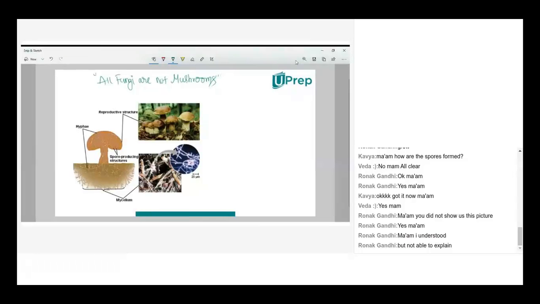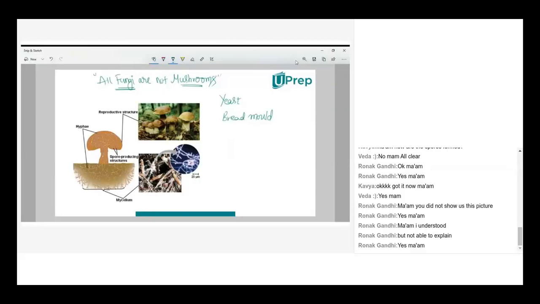So see, when such a statement is given, what that indicates is that fungi have various other forms which are not mushrooms. See, yeast, you'd have heard, that is a kind of fungi. And bread mold, you'd have heard this, is also a kind of fungi. So yeast and bread mold are not mushrooms. Mushrooms are different. So all fungi are not mushrooms. Some fungi may be yeast cells, some may be bread mold, or some may be other forms.